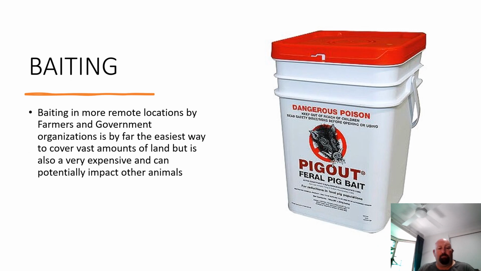Baiting. Baiting is widely used in more remote locations by the farmers and government organisations. It is by far the easiest way to cover vast amounts of land, but is also very expensive and can potentially impact other animals, like a dingo.